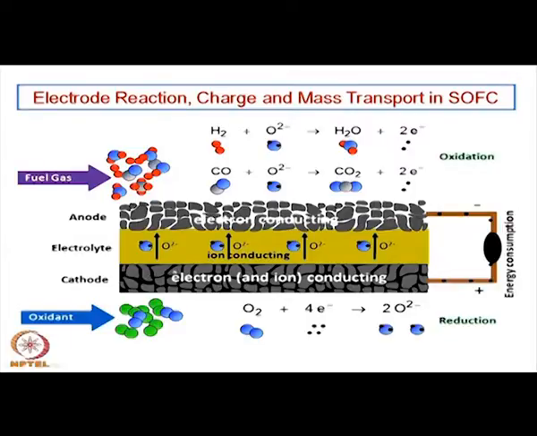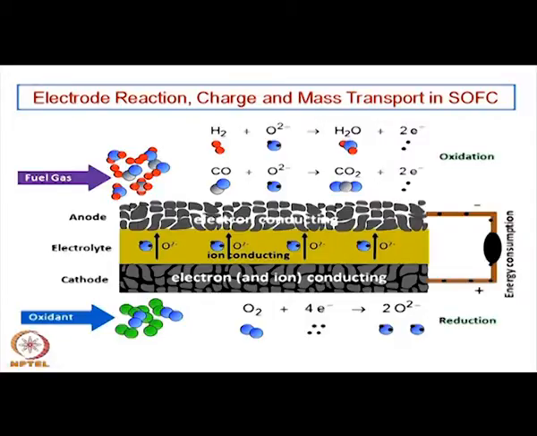So, this is another requirement of the electrolyte, because on one side of the electrolyte there is a very high oxygen potential, a very highly oxidizing condition. On the other side there is a highly reducing condition, because hydrogen is highly reducing. So, this electrolyte must be thermodynamically stable both at high oxygen potential as well as low oxygen potential, otherwise this material will get reduced or oxidized.